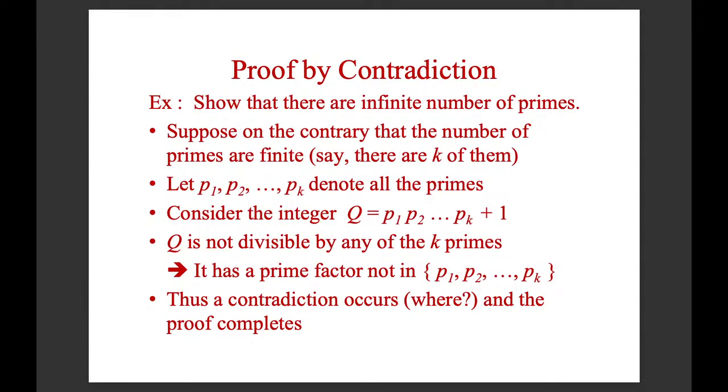So a prime is a positive integer that has only 1 and itself as its divisors. An integer greater than 1, I should say. So 1 is not considered a prime. Okay, so the first prime is 2, and then 3, and then 5, and then 7, and so on and so forth.